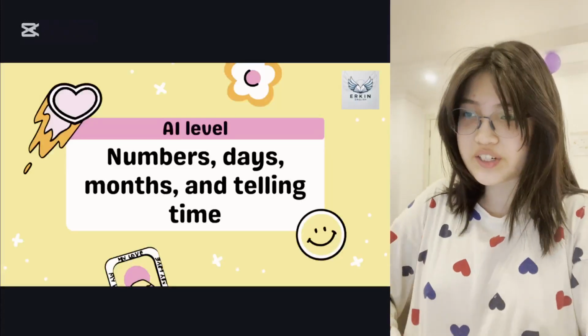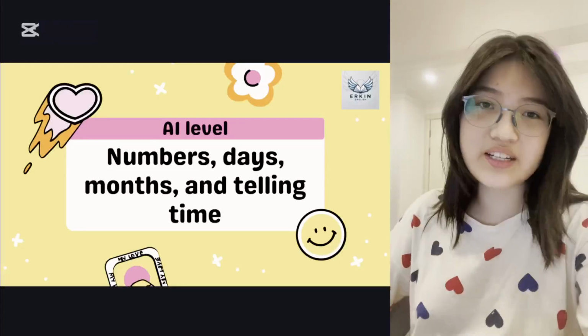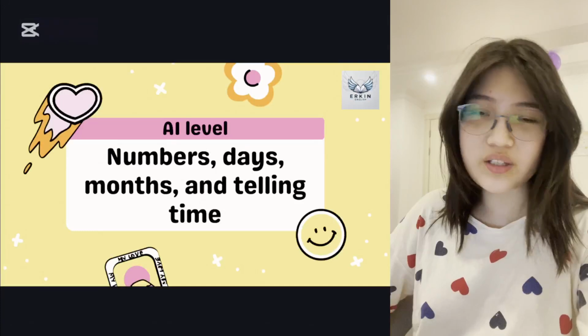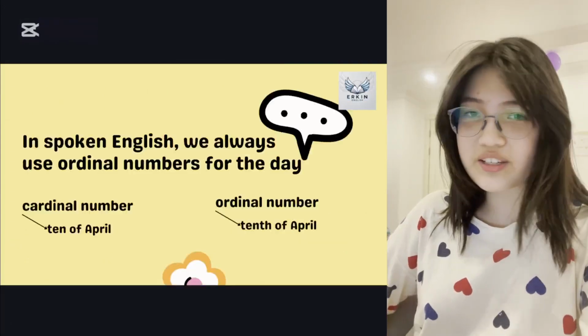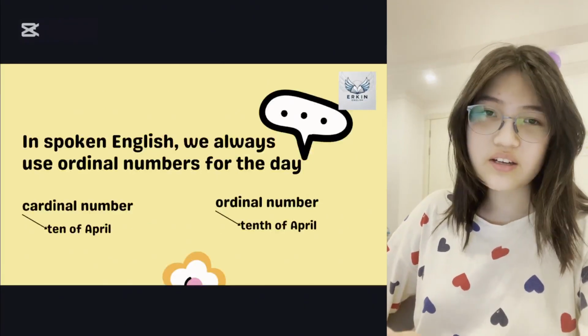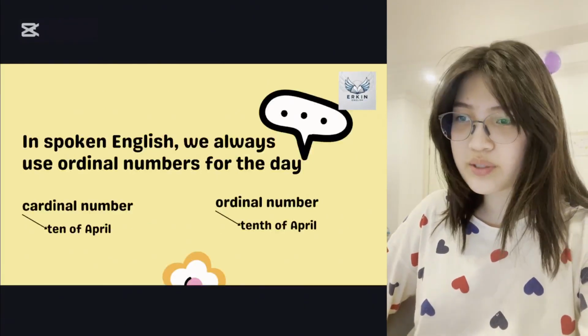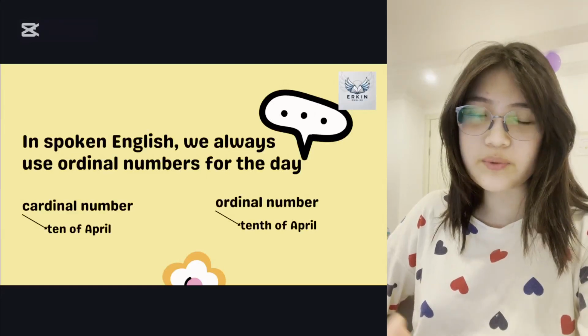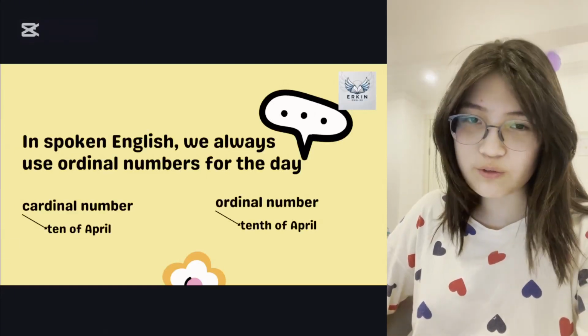We are going to be learning about numbers, days, months, and telling time. And this is a part of the A1 level course. So the first thing you have to know is that in spoken English, we always use ordinal numbers for the day. For example, a cardinal number would be numbers used for counting, like 1, 2, 3, 4, 5.